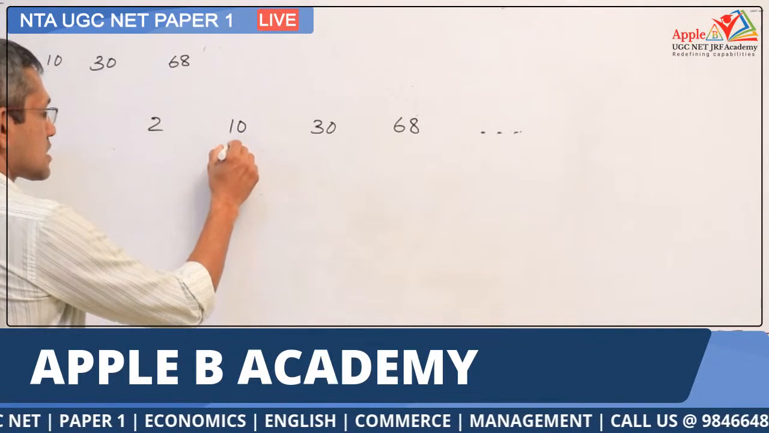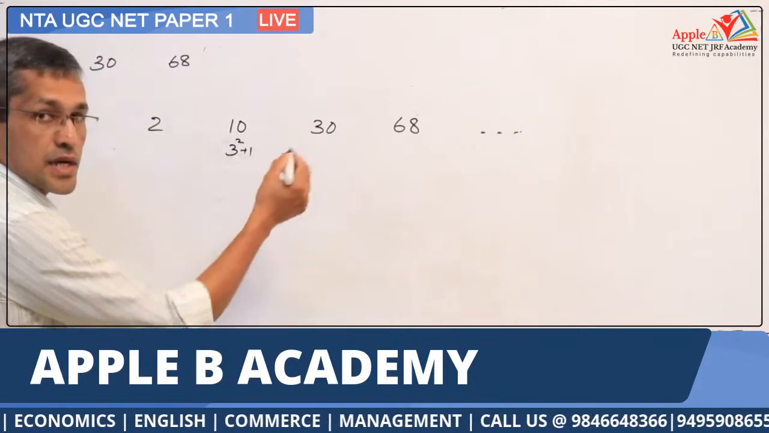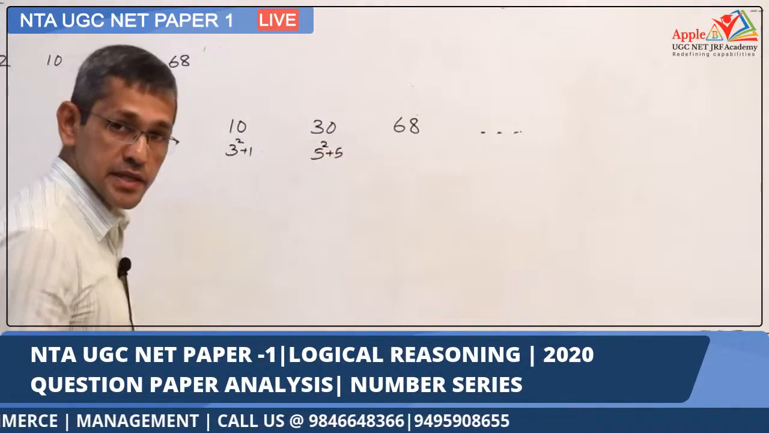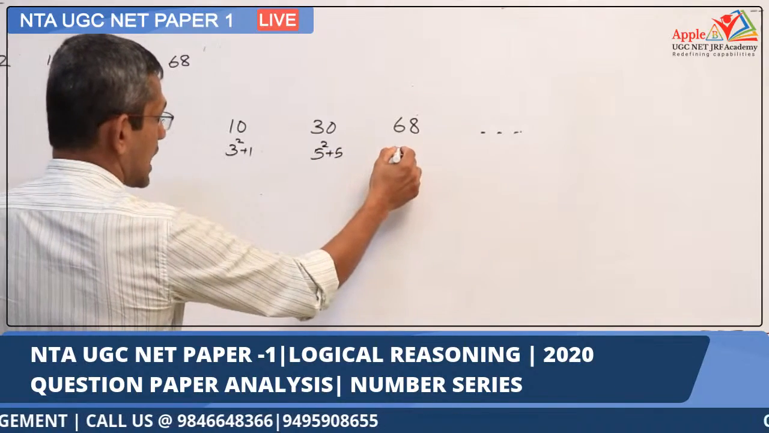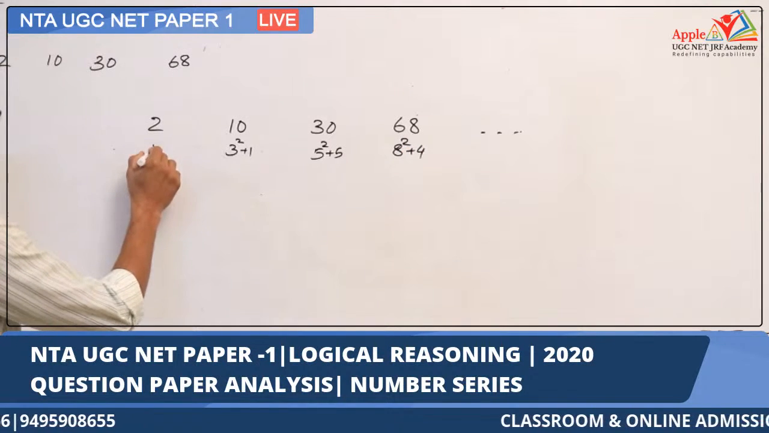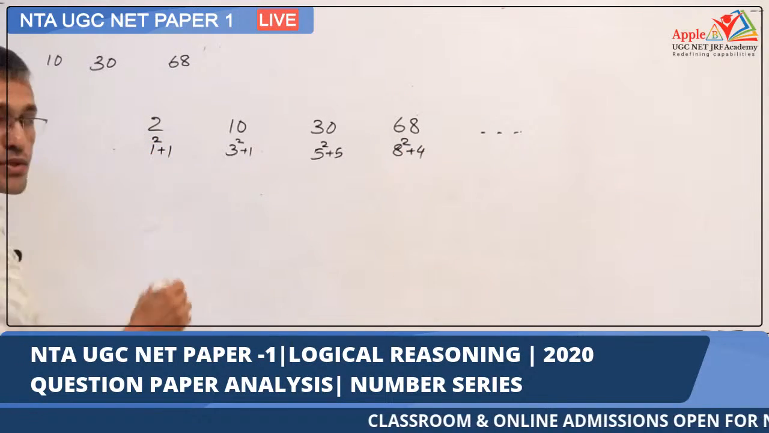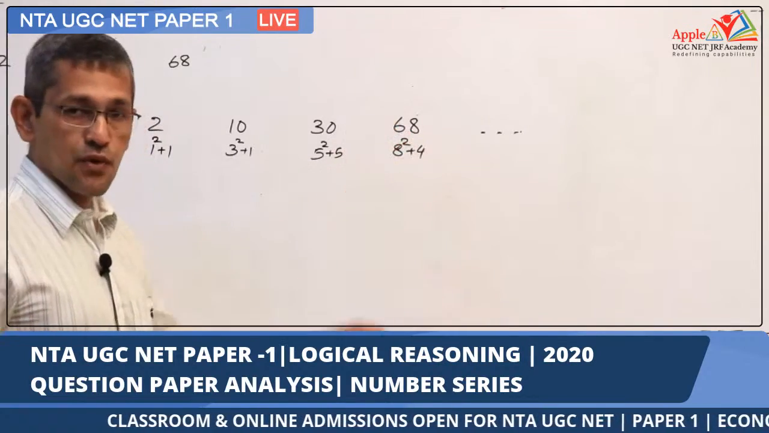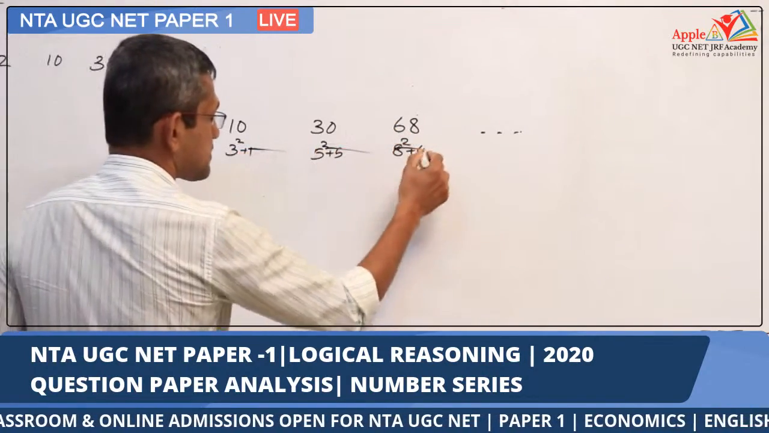So what I see here, 3 square plus 1. 30 is what? 5 square plus 5, if you take the square pattern. And this one, it's 8 square plus 4. And this one is like 1 square plus 1. However, 1 square plus 1, 3 square plus 1, 5 square plus 5, 8 square plus 4. I don't see any pattern here.